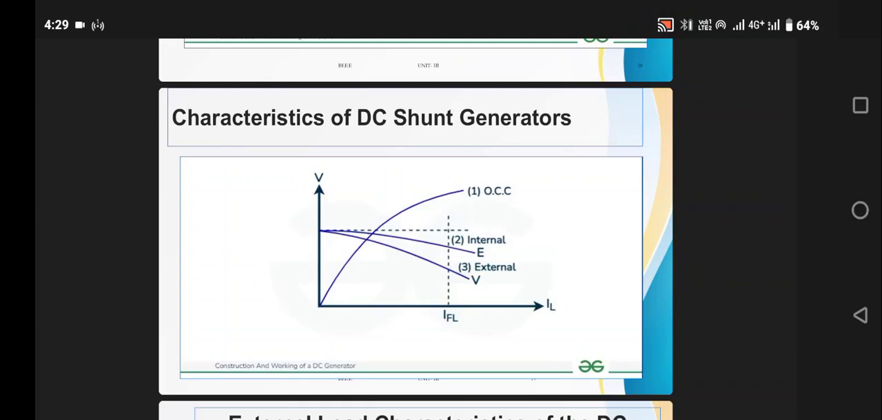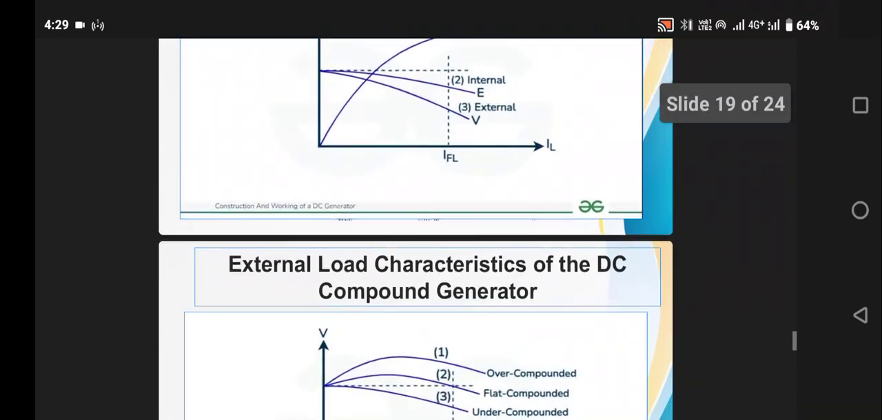Characteristics of DC shunt generators. In the case of DC shunt generators, the characteristic curve between IL and V looks like this. The first curve represents open circuit characteristics. The second curve represents internal characteristics. The third curve represents external characteristics.